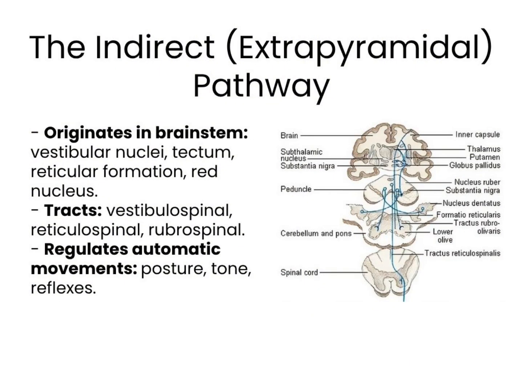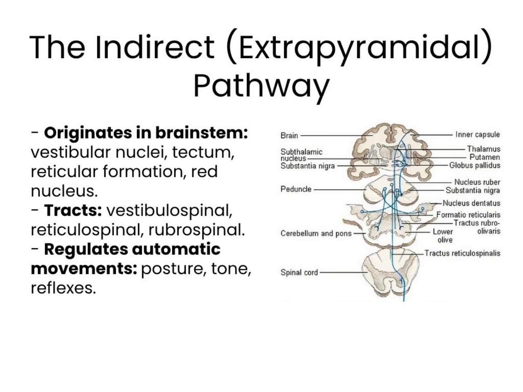The indirect pathways, or extrapyramidal system, originate from brainstem motor centers like the vestibular nuclei, tectum, reticular formation, and red nucleus. These include tracts like the vestibulospinal, reticulospinal, and rubrospinal tracts. They regulate posture, muscle tone, and reflex-oriented movements. In other words, movements that are more automatic and subconscious.